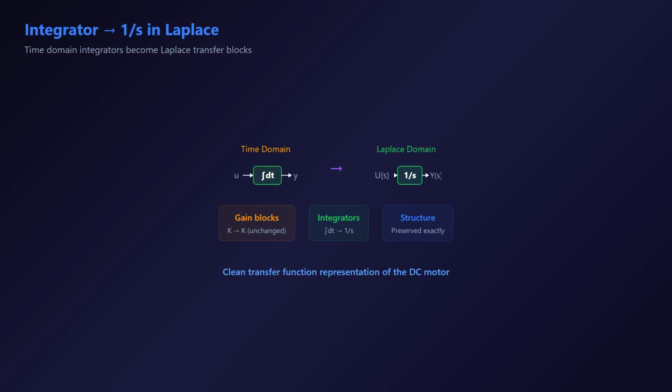Notice something important. We replace the integrators in the time domain block diagram with their Laplace equivalents. An integrator in time becomes 1 over s in the Laplace domain. The gain blocks remain the same and the overall structure is preserved. This gives us a clean transfer function representation.